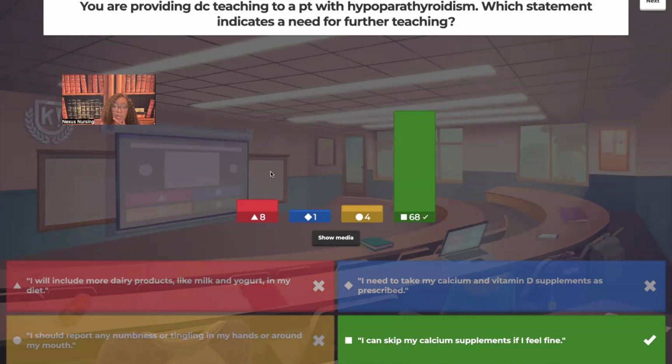Okay, we are talking about hypoparathyroidism. So anyway, the point is, guys, even if you feel fine, that does not mean that your calcium levels are not lower than what they're supposed to be, and we need a steady stream of that calcium, a therapeutic range of calcium in your blood, okay? We want it between 8.5 to 10.2.